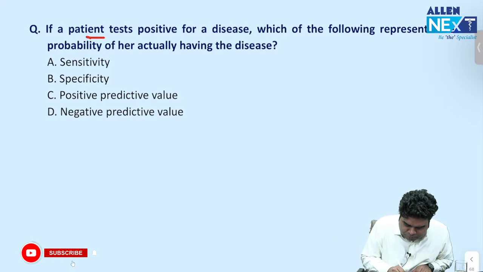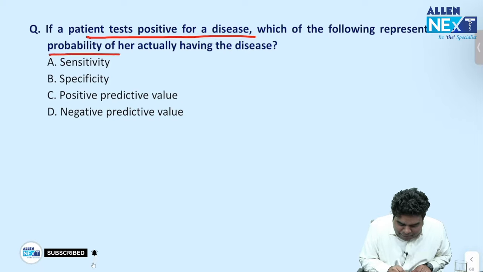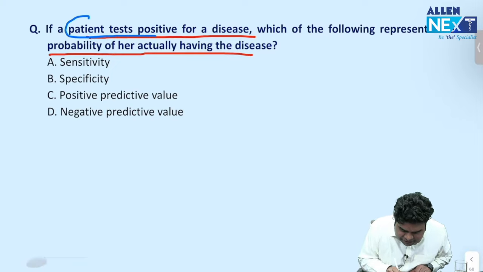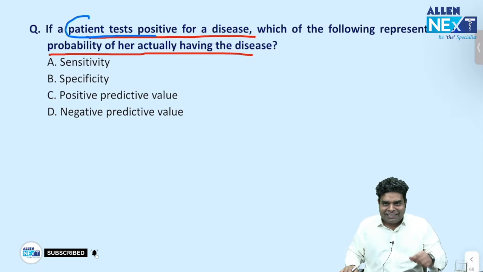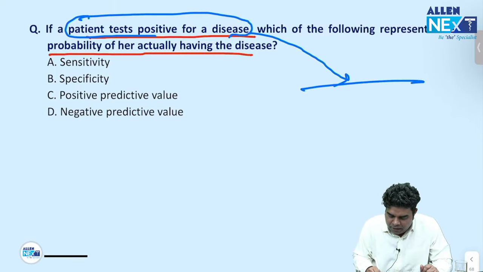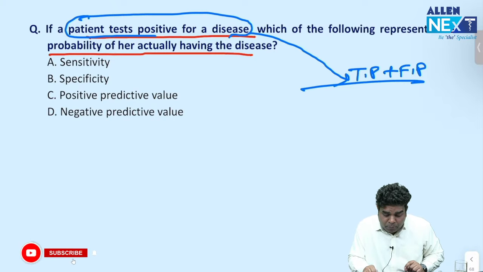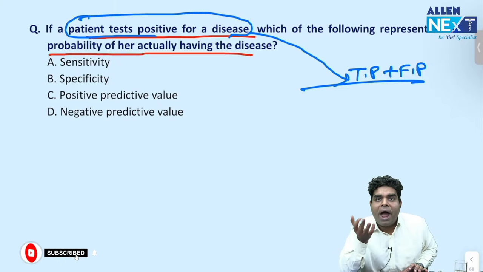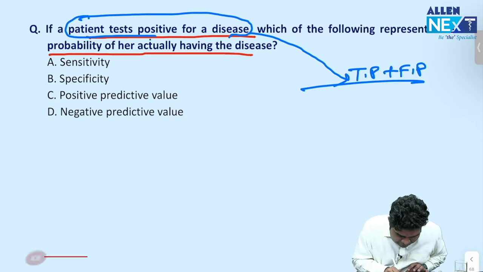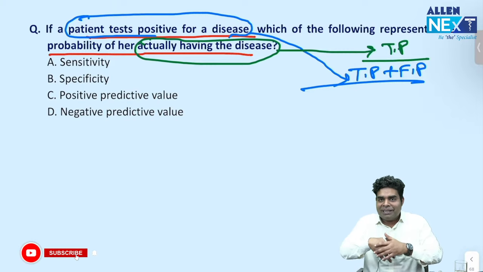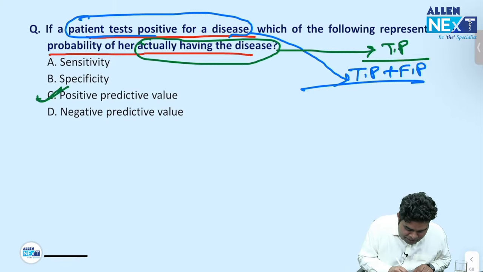If a patient tests positive for a disease, what is the probability of her actually having the disease? So the first line they are saying is, patient tests positive for disease. This was the definition which Jimmy Jaipur Jackson was asking. Now positive for disease means it can be true positive plus false positive, any one of these. Now what is the probability that he actually has the disease? Look, out of true positive and false positive, who actually has the disease? Those who are true positive. So true positive out of total positive, that is known as PPV.